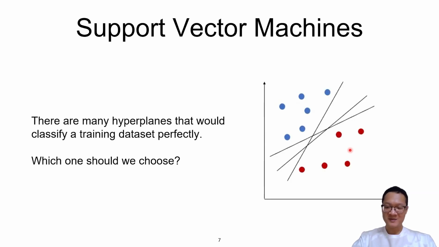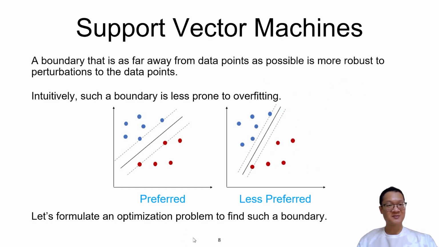Maybe some of you have already noticed: if we have some data points with some positive and some negative examples, there might be many possible decision boundaries that will cleanly separate them. So which one should we choose? The key idea in support vector machines is that we want to choose a boundary that is as far away from the data points as possible. For example, this decision boundary.